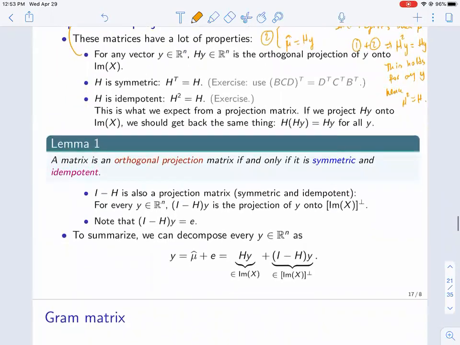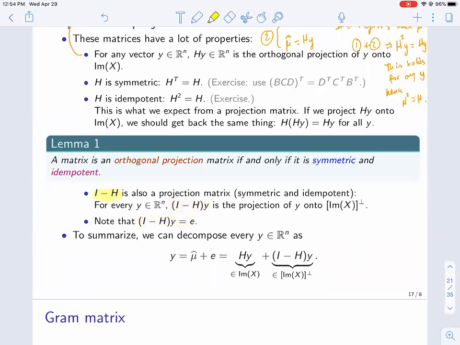And you can verify that I minus h is also a projection matrix because it's symmetric and idempotent. In one of your homework problems, you have shown this. Because it's symmetric and idempotent, it has to be an orthogonal projection matrix. And then it's not hard to verify that (I minus h) times y in fact projects onto the orthogonal complement of the image of x. So you can note that (I minus h)y is in fact the residual vector.